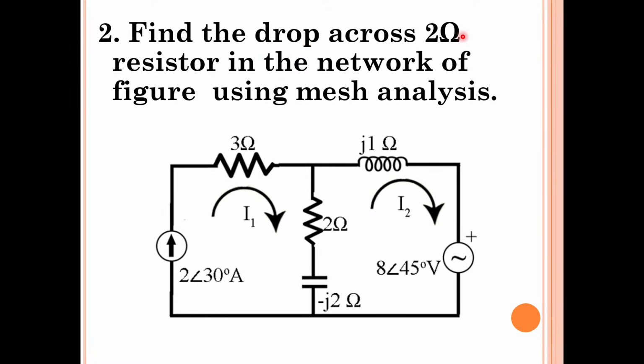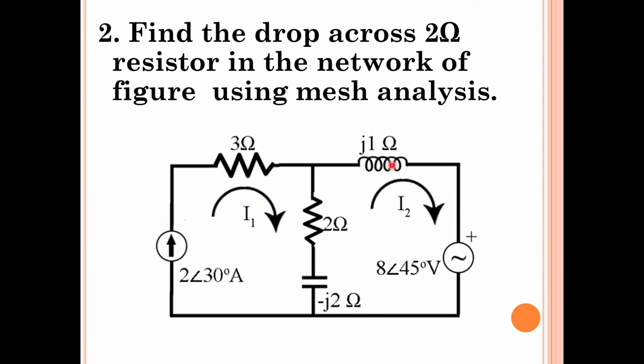So voltage across what? 2 ohms. Where is 2 ohms in the given circuit? This is 2 ohms. So we have to determine the voltage across the 2 ohms resistor in the network for the shown figure using mesh analysis. If you carefully observe, there is a voltage source, there is a current source, 2 resistors, 1 capacitor and 1 inductor.